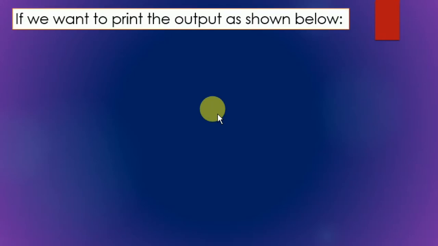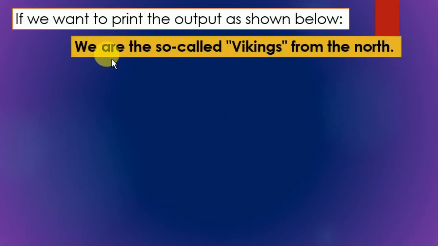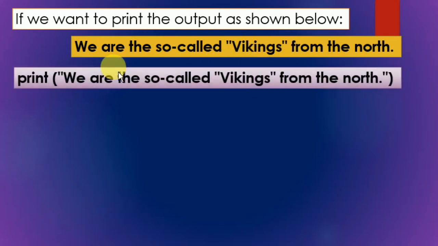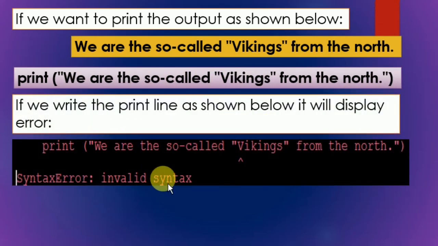If I'm going to show you one output like this: we are the so-called "Vikings" from the north. So I want the output like this. In this case I want the Vikings to be in double quotes. But if we pass a line like this, print bracket double quotes, we are the so-called Vikings from the north, and when I execute this line it will show me invalid syntax in case of Vikings. Why? Because double quotes inside the double quotes are not allowed.